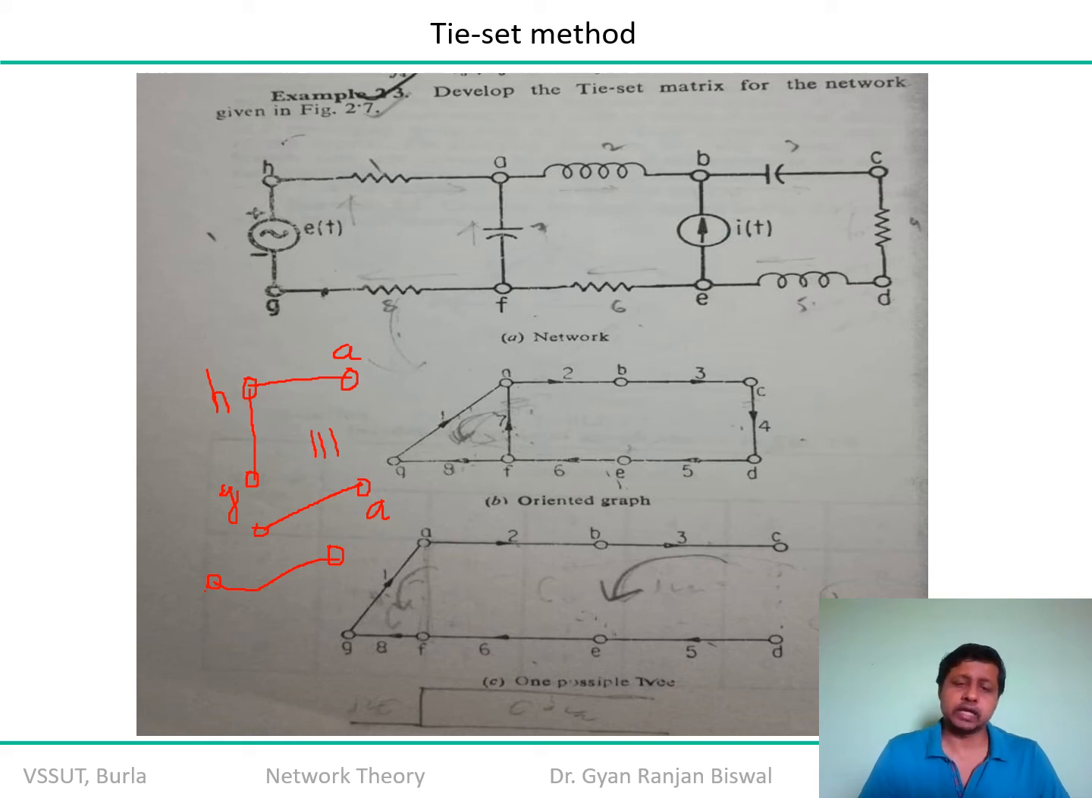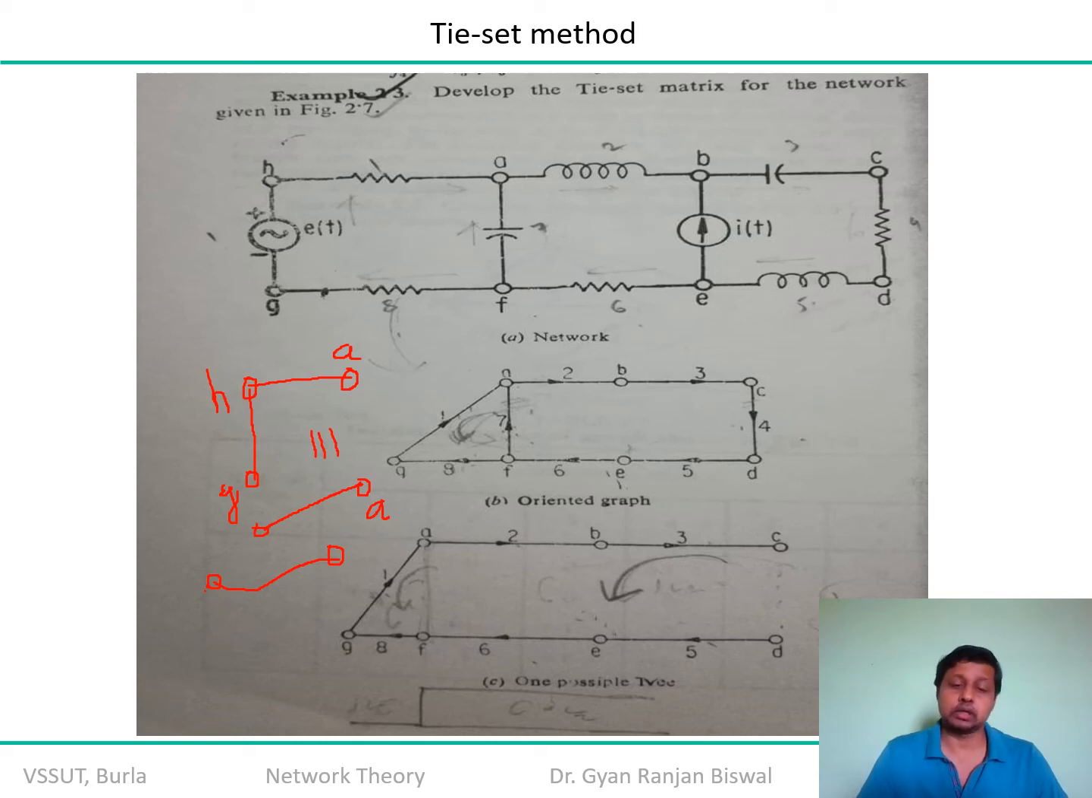Once the direction has been assumed or fixed for each branch of the graph, it is called an oriented graph. So if the direction is not given, then it is a graph. If the direction is already mentioned or you have assumed it, then it is recognized as an oriented graph.